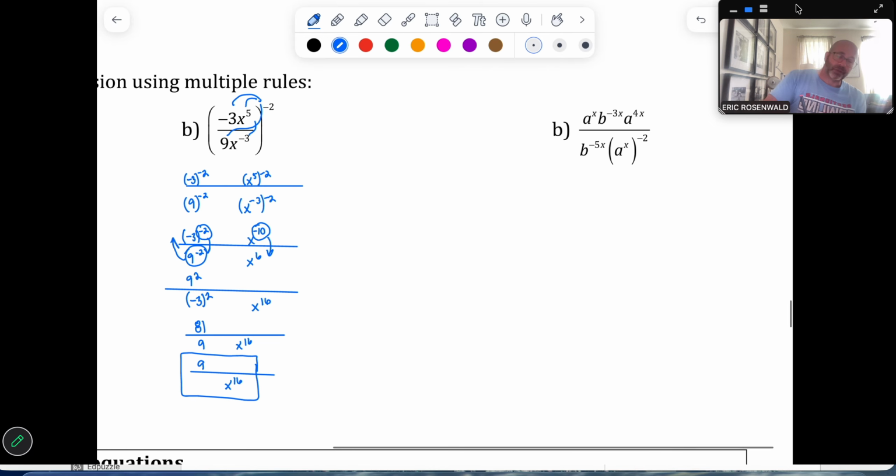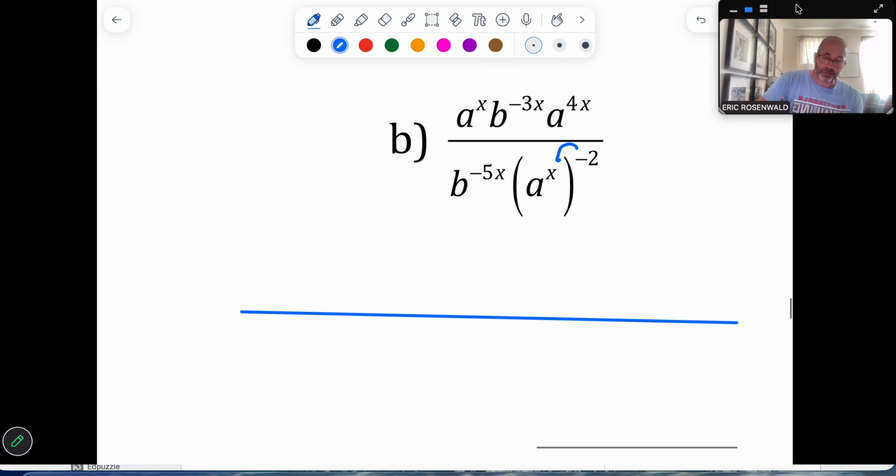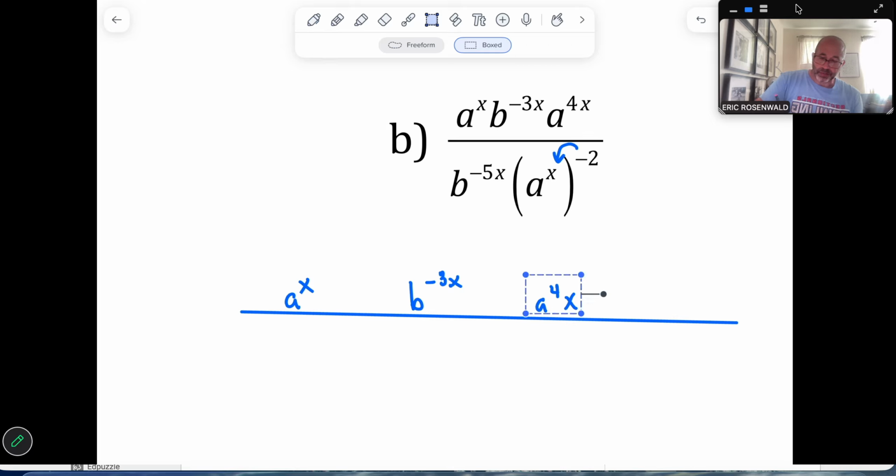Okay, last one of these. Okay, we only have one exponent being distributed here. So we have a to the x, b to the negative 3x, a to the 4x. Now, I don't like that these are separated, so what I'm going to do is I'm going to take this.